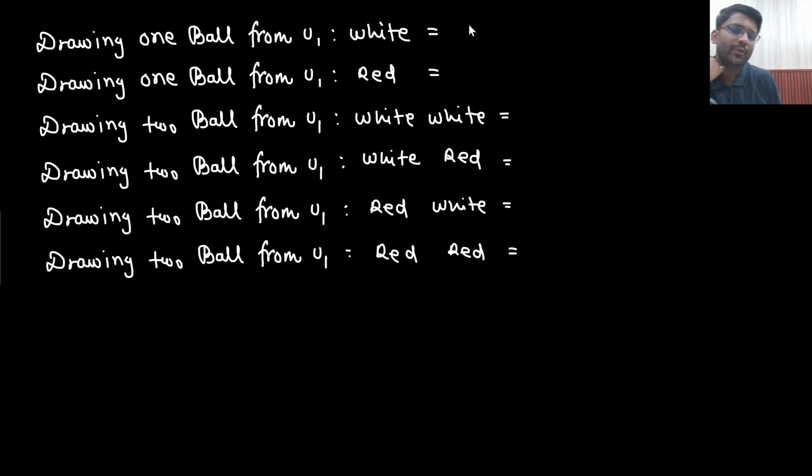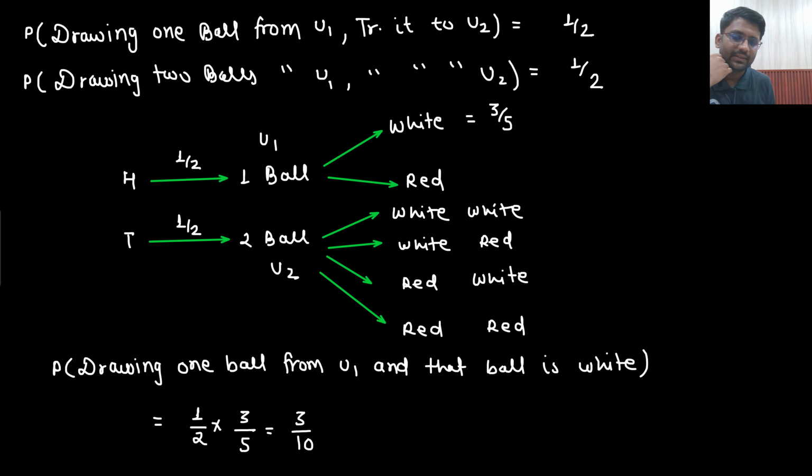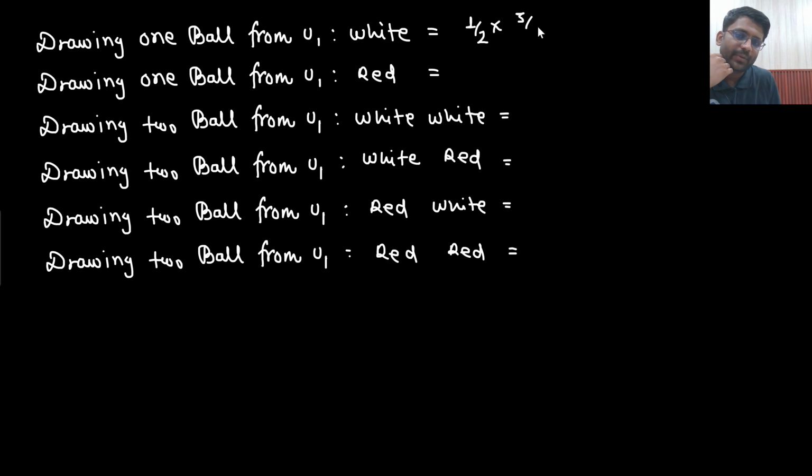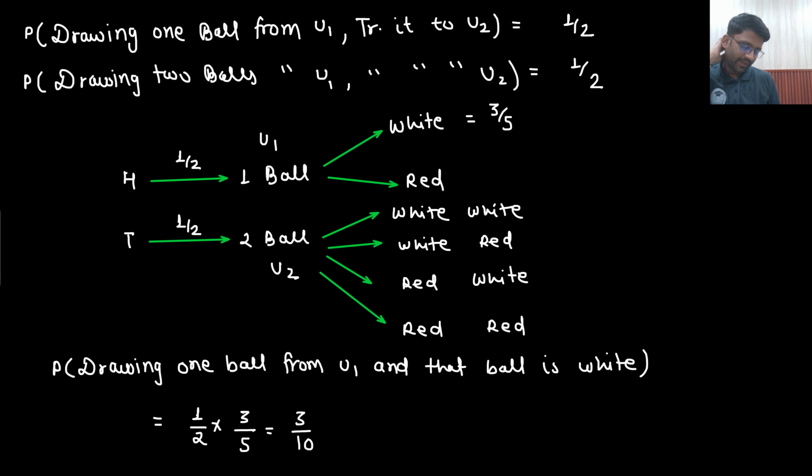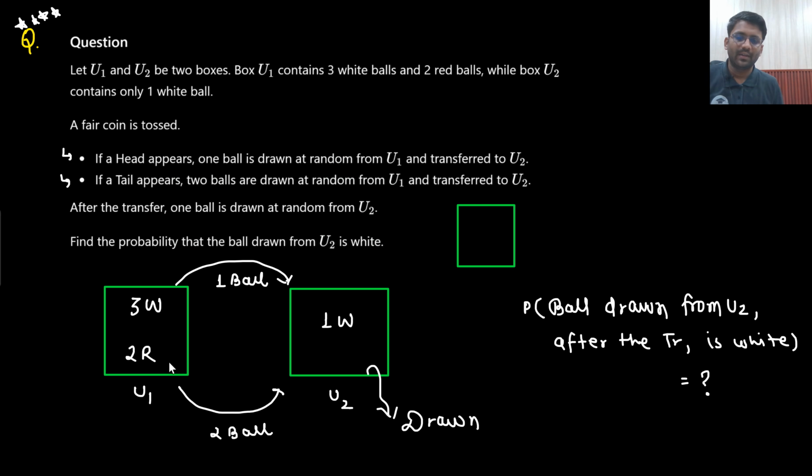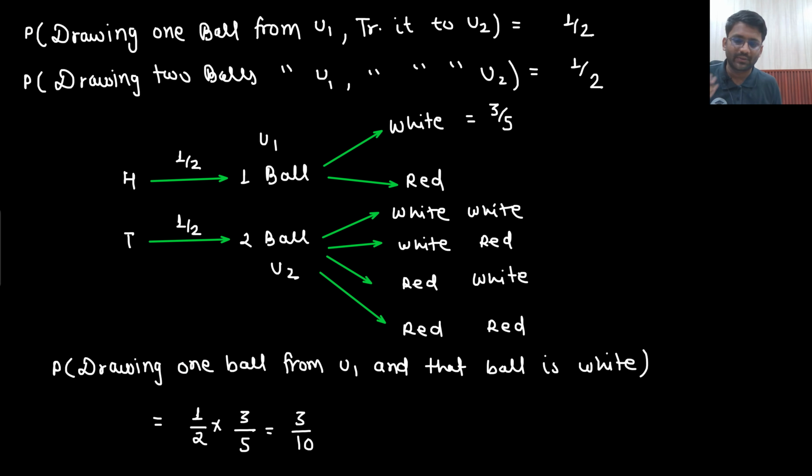So drawing one ball from U1 and that ball turns out to be white, that is 3 by 5. So total probability will become 3 by 10. I am calling this event x1. Next, drawing one ball from U1 and that ball turns out to be red. The probability is 2 by 10. I am calling this event x2. 1 by 2 into 2 by 5. Probability of drawing a red ball is 2 by 5. And let's not write down 3 by 5 here, otherwise people will get confused.